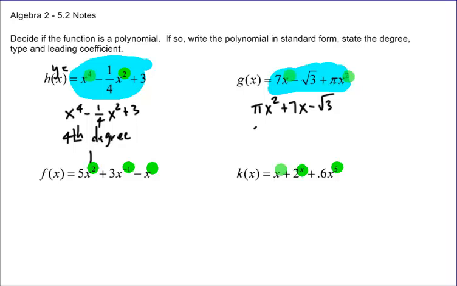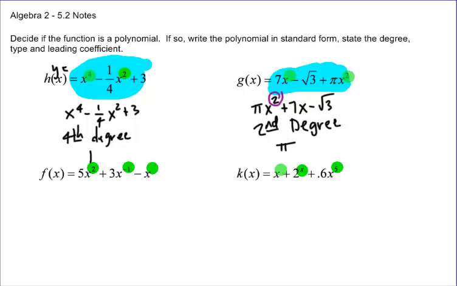And this is a second degree. And again, we know it's a second degree because the largest exponent is a 2. Then our leading coefficient in this case is the number in front of that x squared. So our leading coefficient is pi. And pi is okay. That's a coefficient. It's a number that doesn't change.